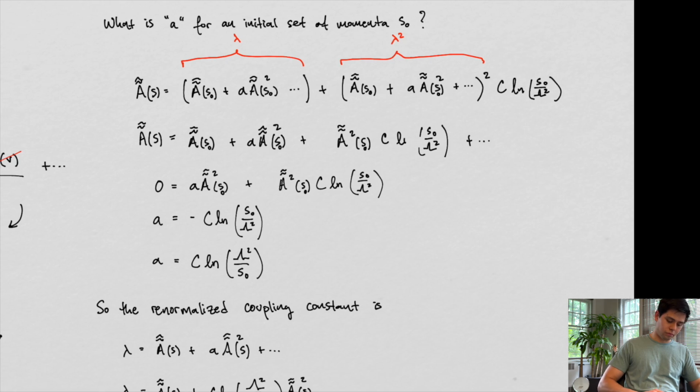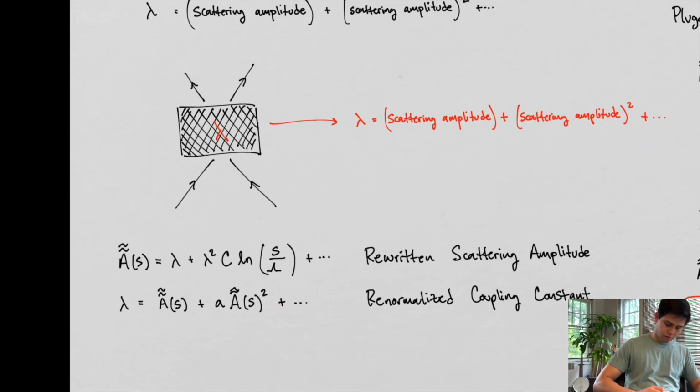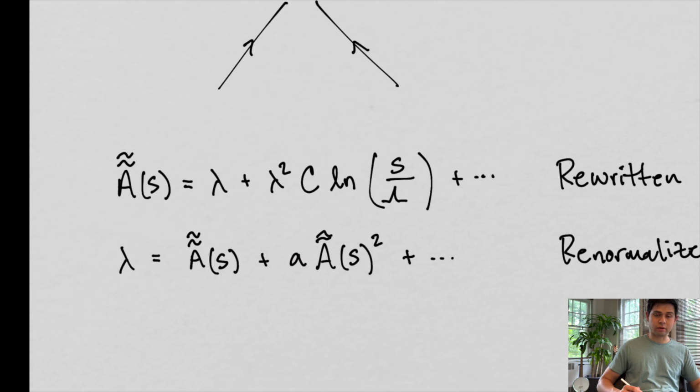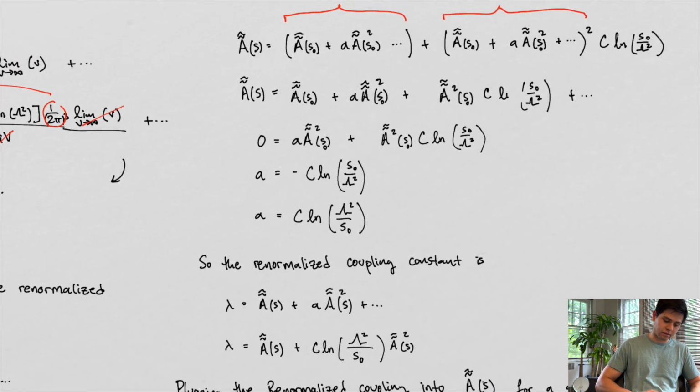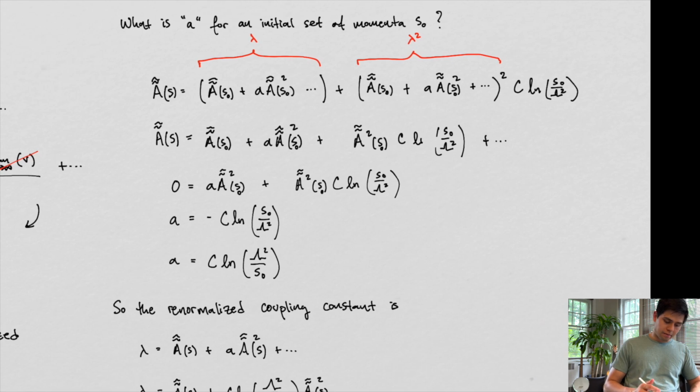Well, when we look at this, we want to know what A is. A is important. That's a constant. Let's see if we can calculate exactly what A is. So what is A for an initial set of momenta S naught? So we should have S naught here.